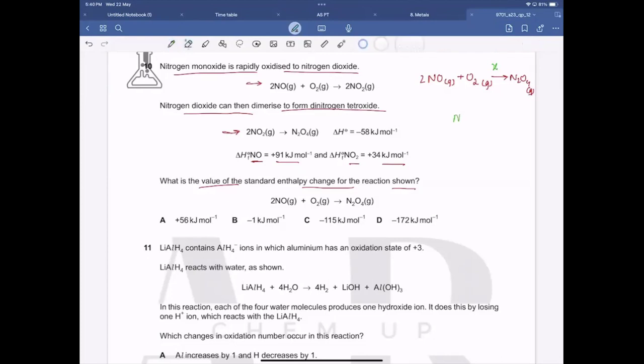If I have nitrogen and oxygen over here, and they are reacting to form NO2, the enthalpy change of formation is going to be positive 91 times 2, because 2 moles of the compound are being formed.